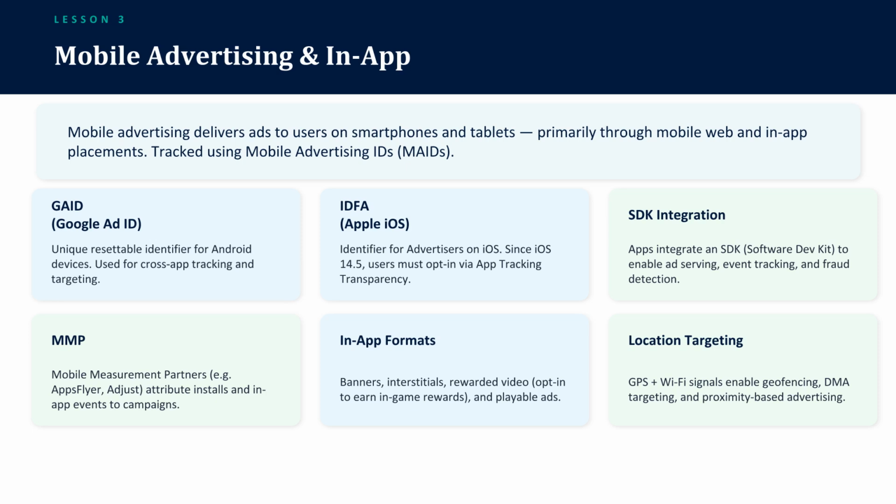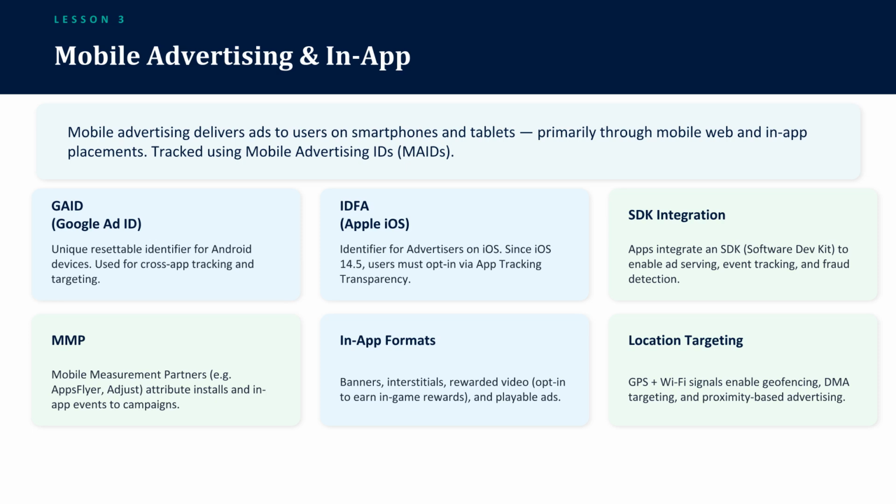GAID, Google Advertising ID, is the identifier used on Android devices. IDFA, Identifier for Advertisers, is Apple's equivalent on iOS. Apple's App Tracking Transparency in 2021 significantly disrupted mobile advertising by requiring opt-in consent.